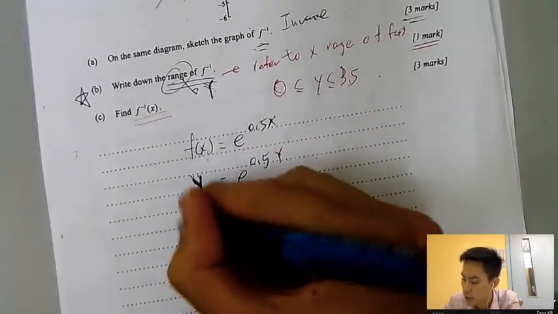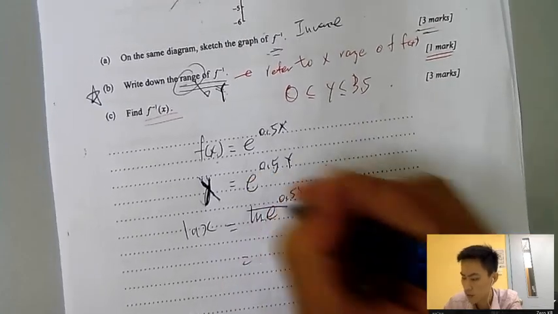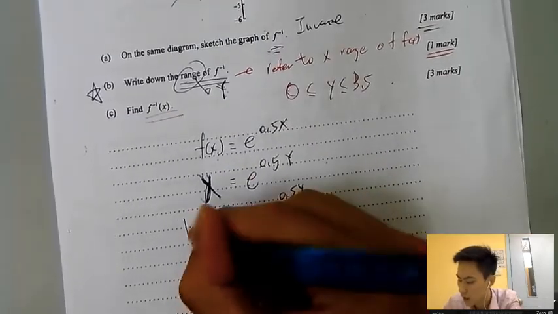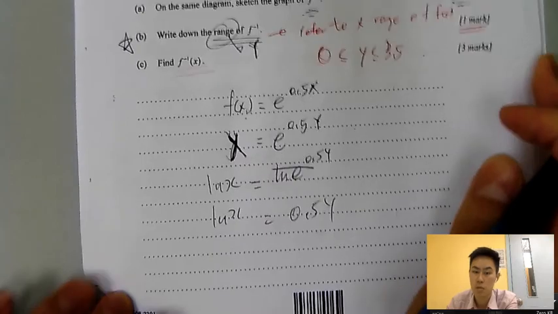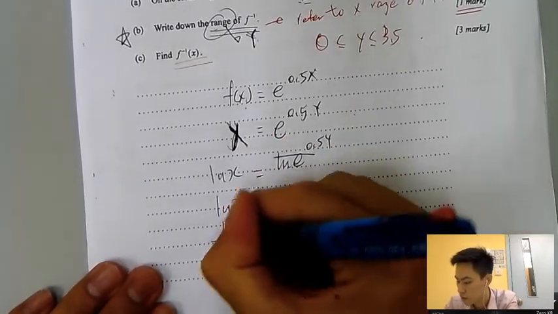So on both sides you have to take ln. ln x and then ln e^(0.5y), right? Cancel this out and then you have 0.5y equals ln x, yeah? So y is equal to ln x over 0.5, ln x over 0.5, okay?